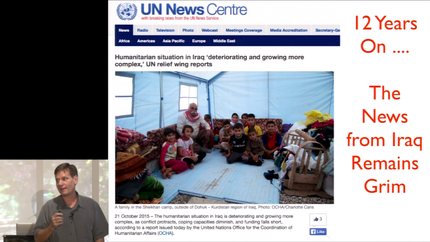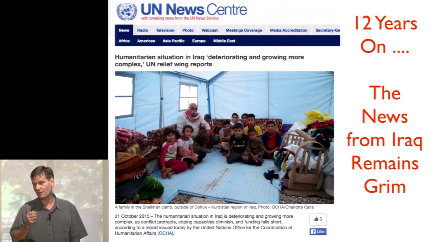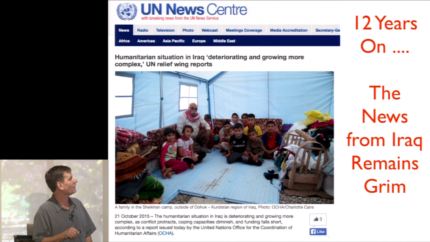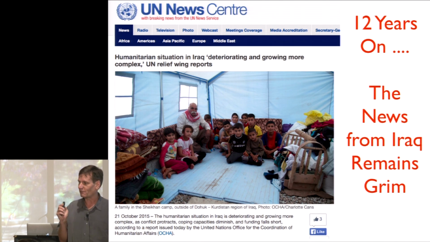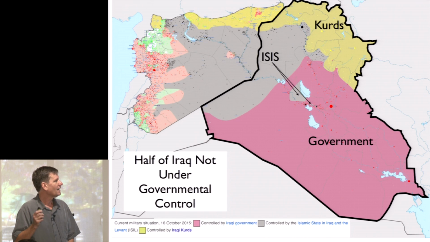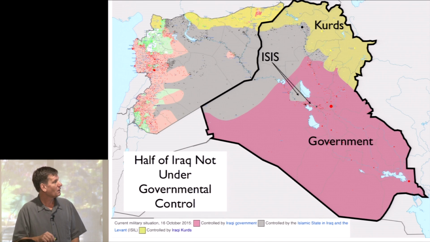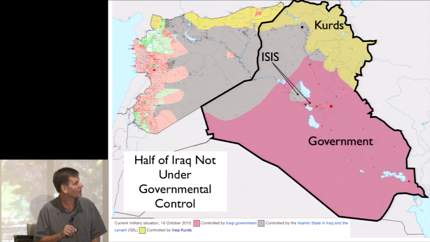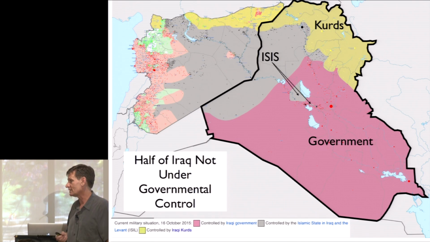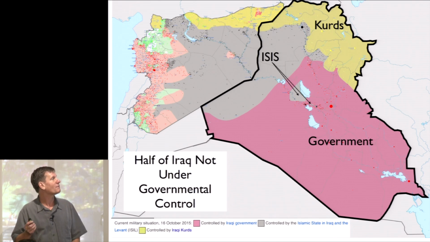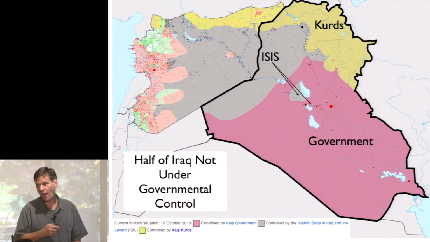And what do I mean by that? Well, I mean 12 years after the US-led invasion in 2003, the news, if you follow it from Iraq, is grim. Okay, we have a humanitarian situation rapidly deteriorating. Everybody knows about that. How about the fact that about half of Iraq is not under the control of its government? So we have the government here in pink. The Kurds have their own state in the north. And then in this beige color, we have the so-called Islamic State, ISIS or ISIL, or whatever you want to call it, with a vast amount of territory. Obviously a problem.